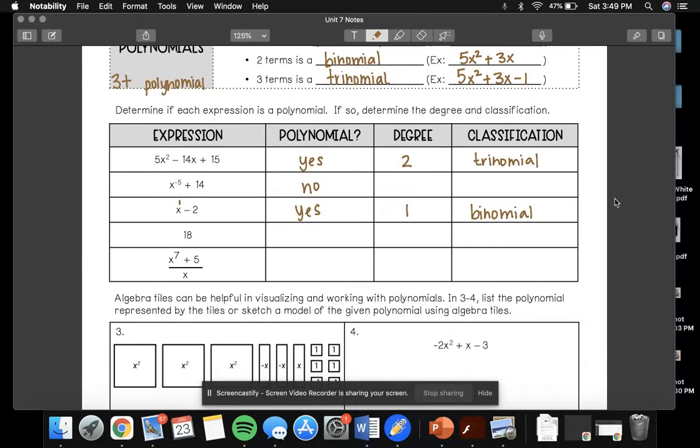Okay, this one right here, we have just a constant. Constants are technically considered polynomials. It is just a number, so it is just a very basic polynomial. It would be a degree 0, right? Because we don't have any variables. And then there's 1 part to it, so we would call that a monomial.